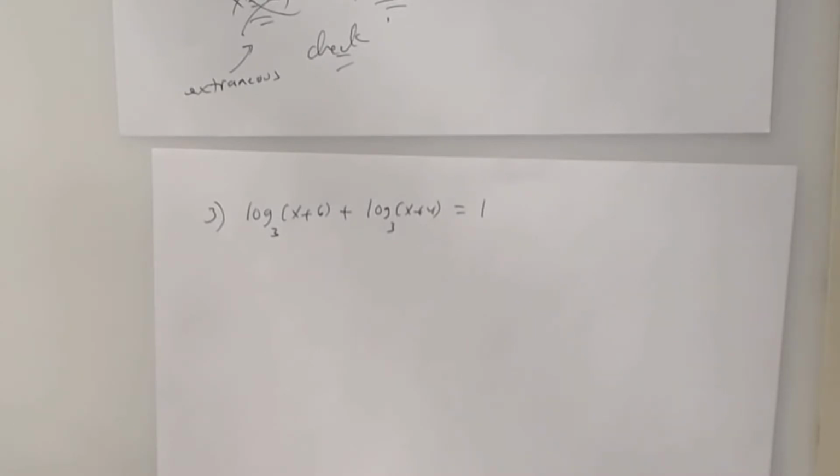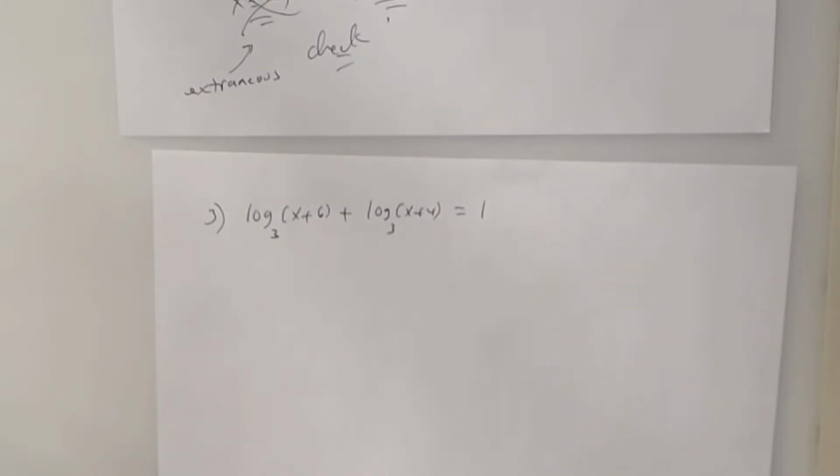All right. Can I go directly to an exponential equation? No. In order to go directly to an exponential equation, you have to have how many logs on one side? 1. How many do I have here? 2. So I've got to condense this. So to condense, I'm going to use what property?